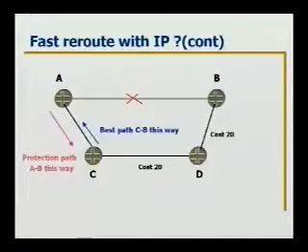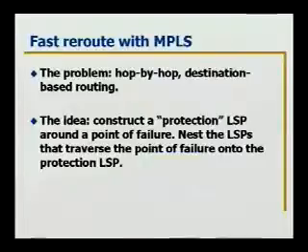So what's the problem? The problem is that C was making an independent decision on how to do the forwarding on the protection path. If this is what is spoiling our scheme, then we can remember that in MPLS we have decoupling of the forwarding decision from the destination of the packet. So let's try to do the same scheme with MPLS. The idea with MPLS is we're going to construct these protection LSPs around the point of failure, and then we're going to push the traffic that was passing along the failed link onto the protection LSP.